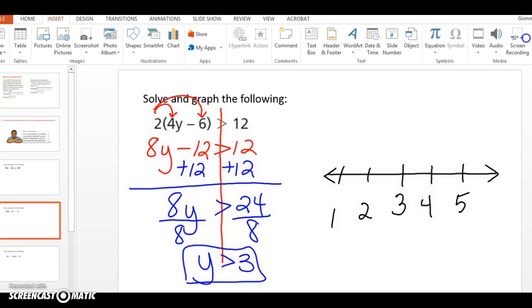Open circle or closed circle? Open, good. All right, now remember, he's a greedy little guy. He doesn't want 3. He says, no, I want more than 3. So which way am I going to shade? Towards the 4 and the 5, because that's what he wants. He wants more than that. Okay, all right, let's keep going, unless you have a question.